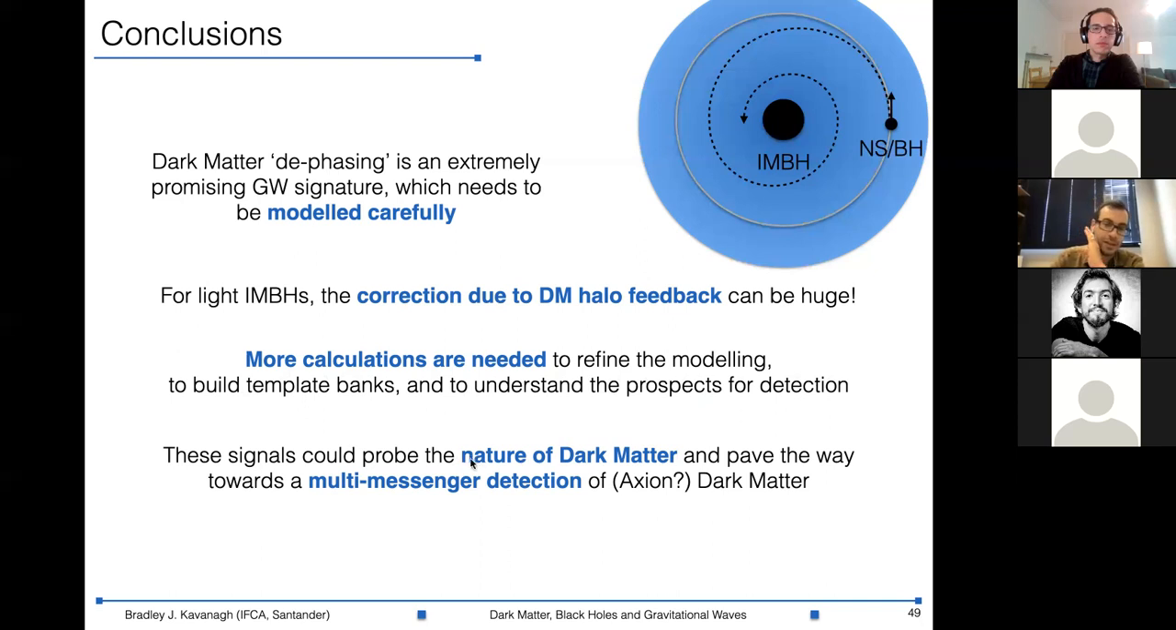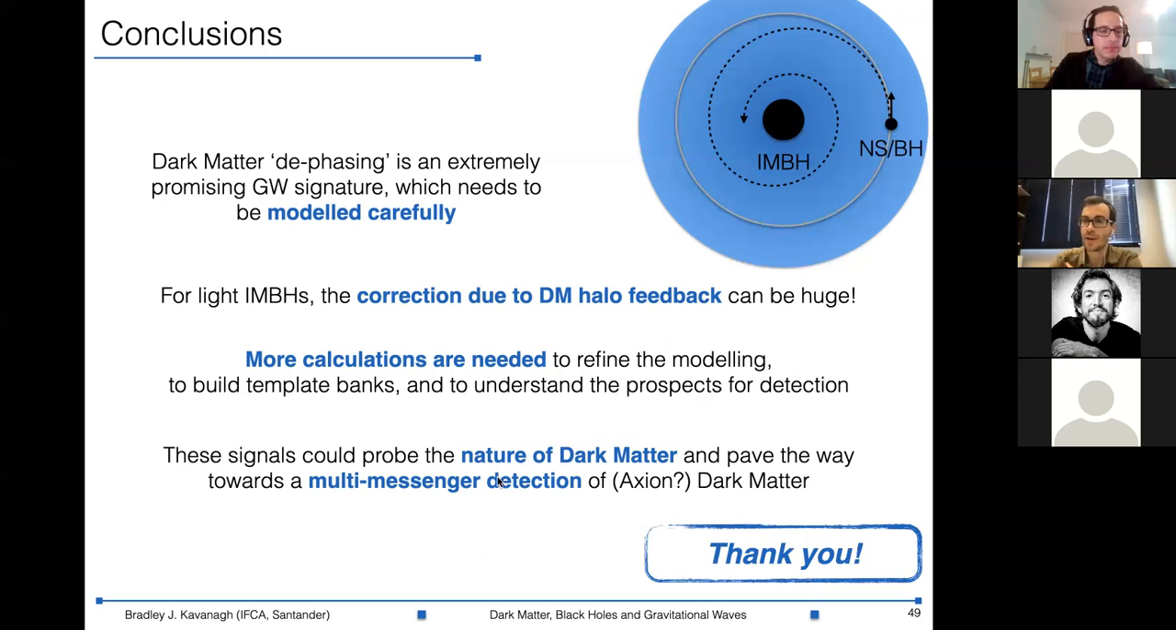But I think the possible gains are huge, right? If you detect this spike, it tells you something about dark matter. And maybe you can also think about more exotic multi-messenger signatures, looking at radio emission and gravitational waves, and maybe even other things. But for now, I think I'll stop, and if anybody has any more questions, I'm very happy to answer.